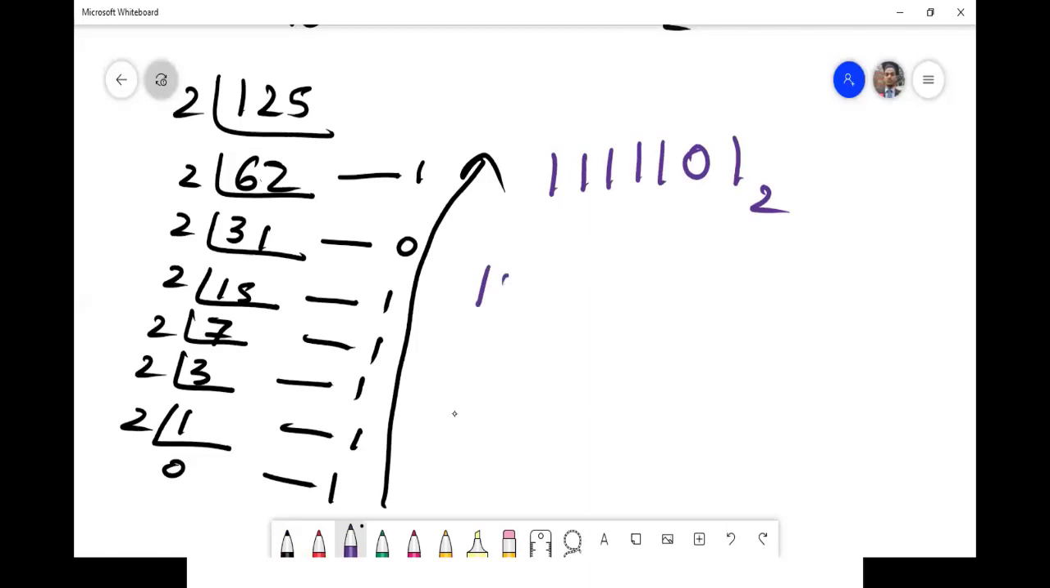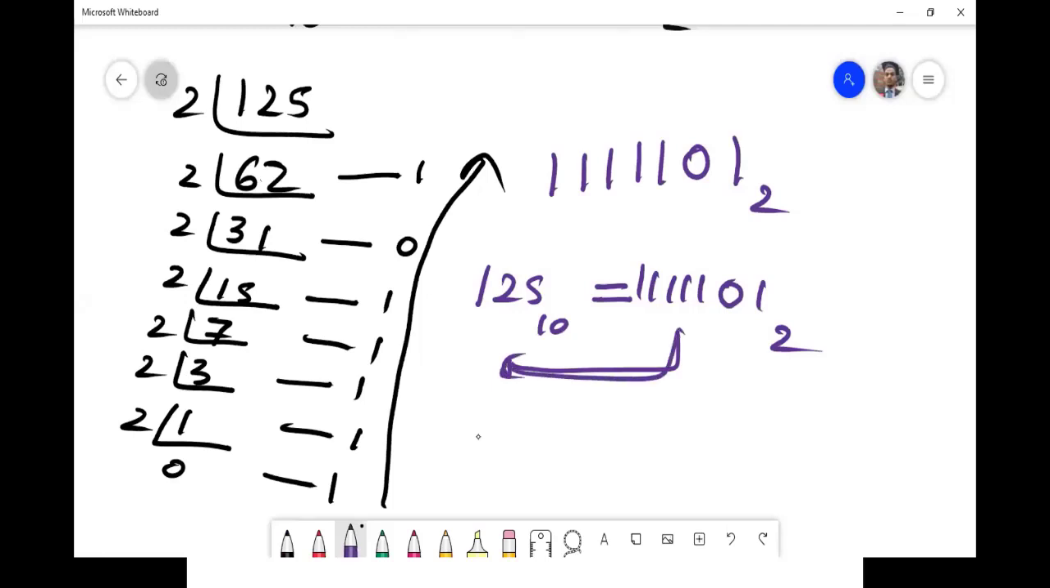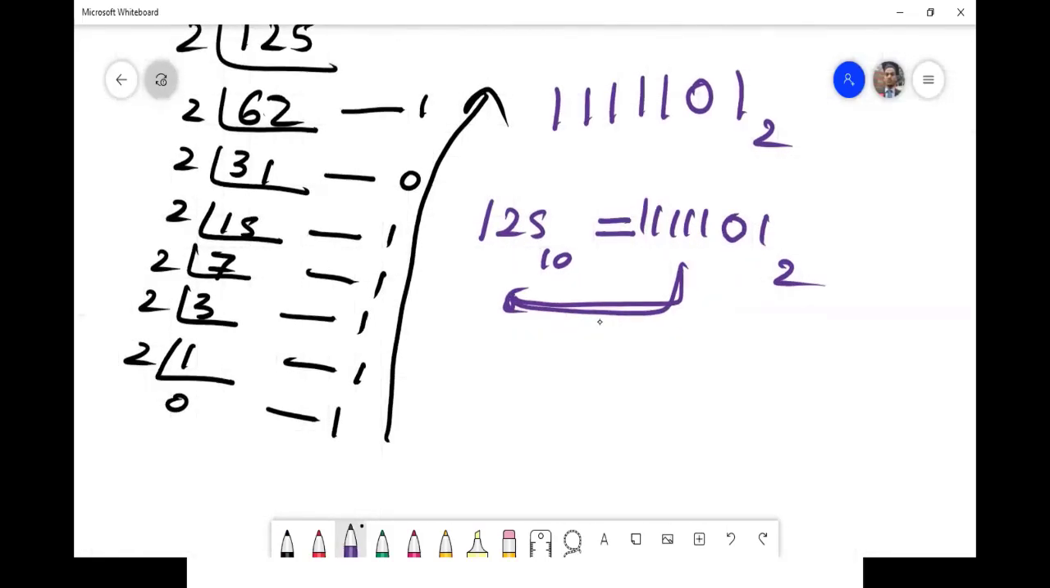So it means 125 base 10 equals 1 1 1 1 1 0 1 base 2. So this conversion is also possible. If you want to make sure, this 1 1 1 1 1 0 1 base 2 means 125 in base 10. You can see, you can do this.